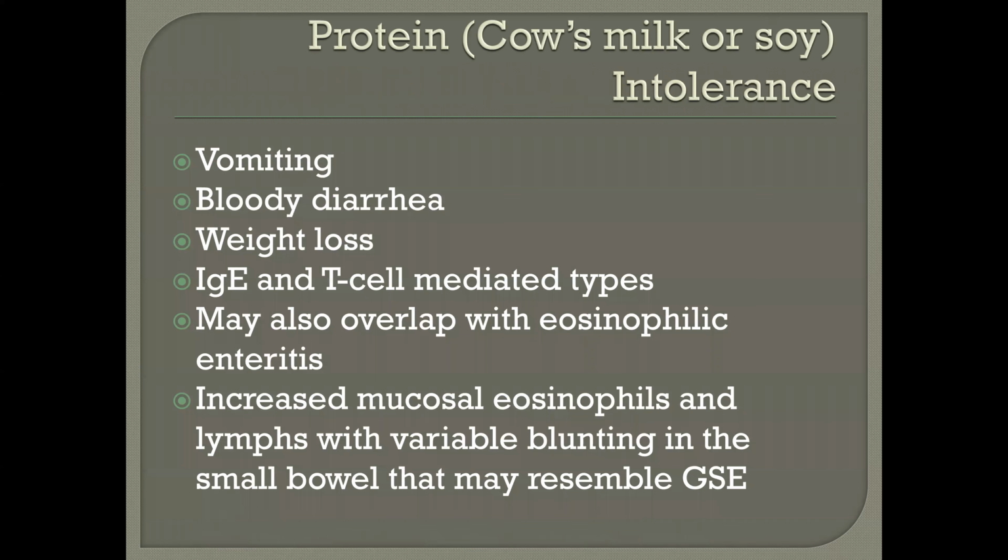Protein intolerance can also be a problem and lead to biopsy of the small bowel. These patients may have vomiting or diarrhea. Usually, of course, these are pediatric patients. And oftentimes you'll have increased mucosal eosinophils with variable amounts of blunting that may resemble gluten-sensitive enteropathy.